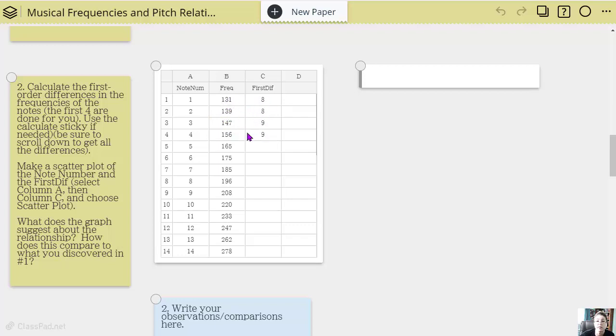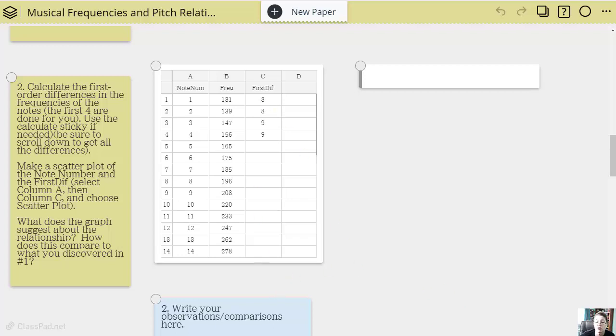And so you're basically taking the difference of 4 subtract 3. So 156 subtract 147, that's where this 9 comes from. 165 subtract 156, that's where this 9 comes from. Is there a pattern in this? And so they're going to collect that data, create that data, and then they're going to graph those differences.